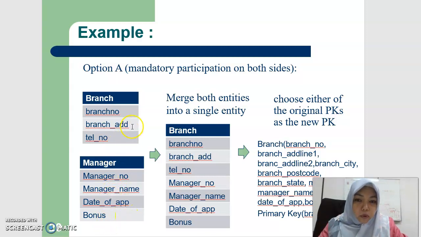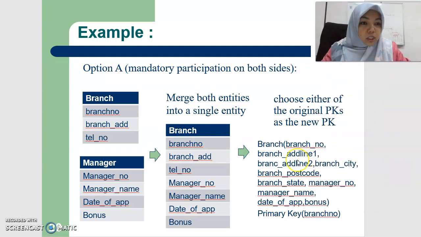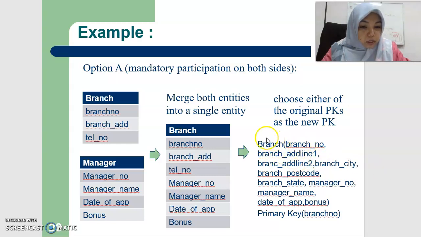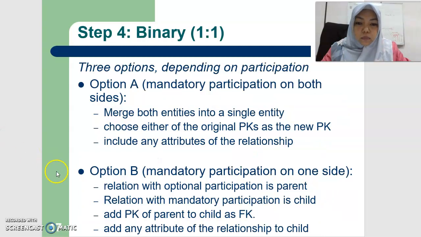So when we merge both entities, we get a single entity that we name branch, and we merge all the attributes into one entity. So from this entity, we map it into the relation model. Okay, so we have the branch number, as the entity name. So all the attributes here, and we take the primary key that is branch number into the relation. So for the second option, option B is for entities that have mandatory participation on one side.